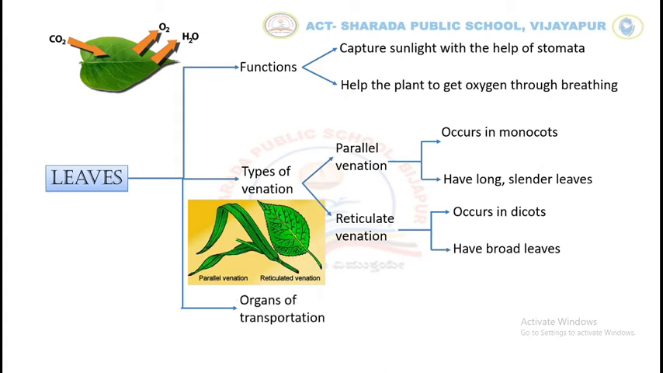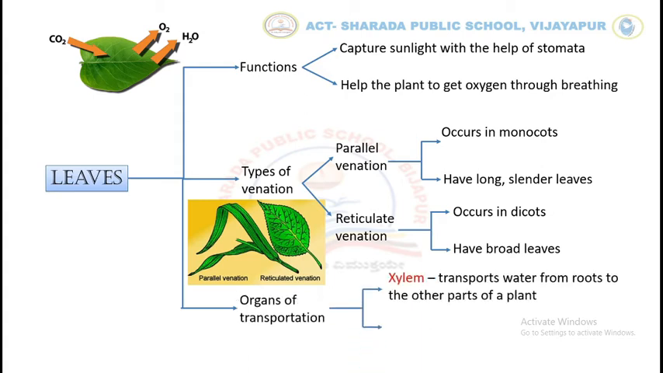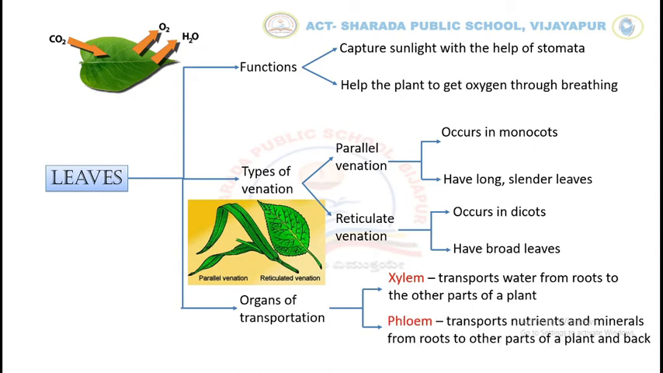The organs of transportation in plants are the first one, xylem, which transports water from roots to the other parts of a plant, and phloem, which transports nutrients and minerals from roots to the other parts of a plant and back.